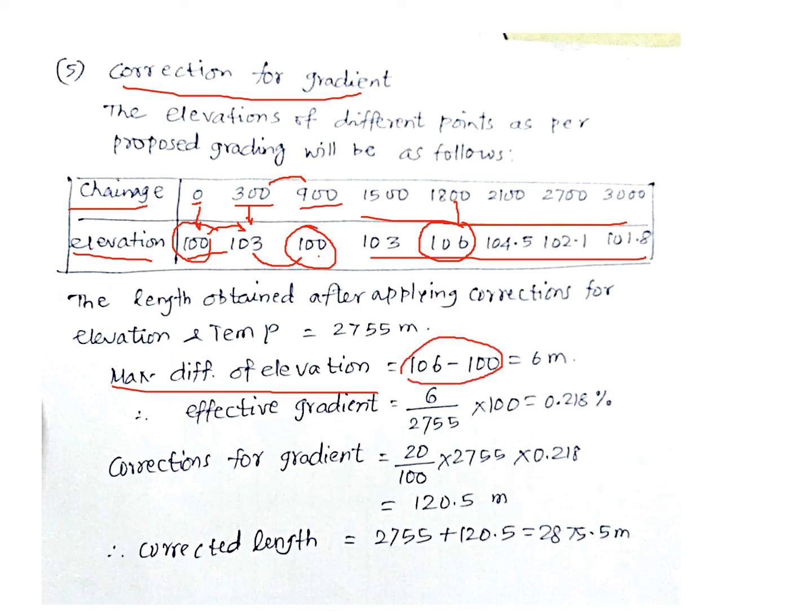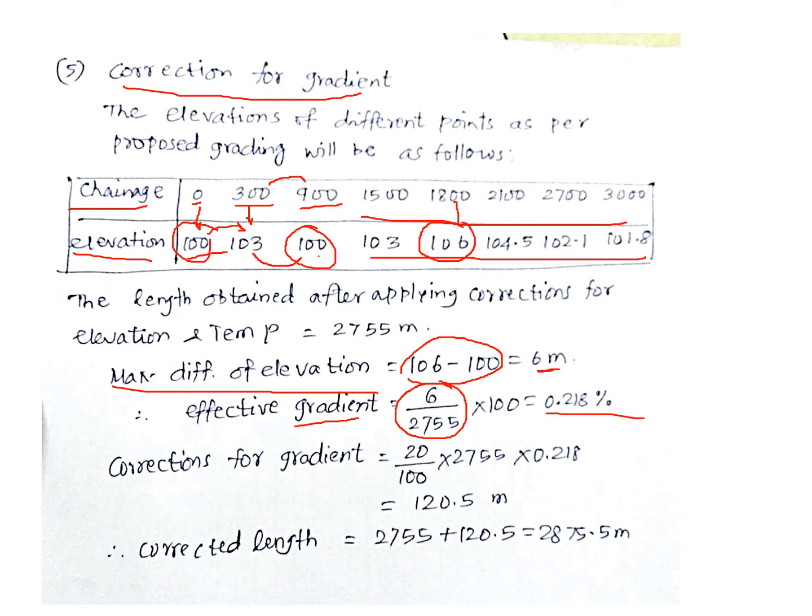Now to calculate the effective gradient, we first of all have to calculate the percentage. The reason is that for the different chainages the values are given in gradient form, so the presentation is in percentage. The rise in meters we considered for our convenience, but the effective gradient we have to calculate in percentage. So the 6 meters rise gives an effective gradient, in percentage, of 0.218%.